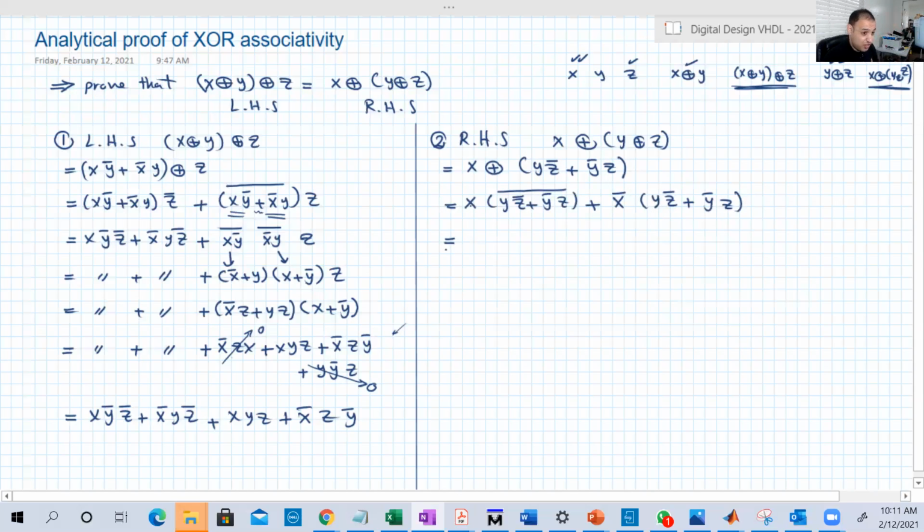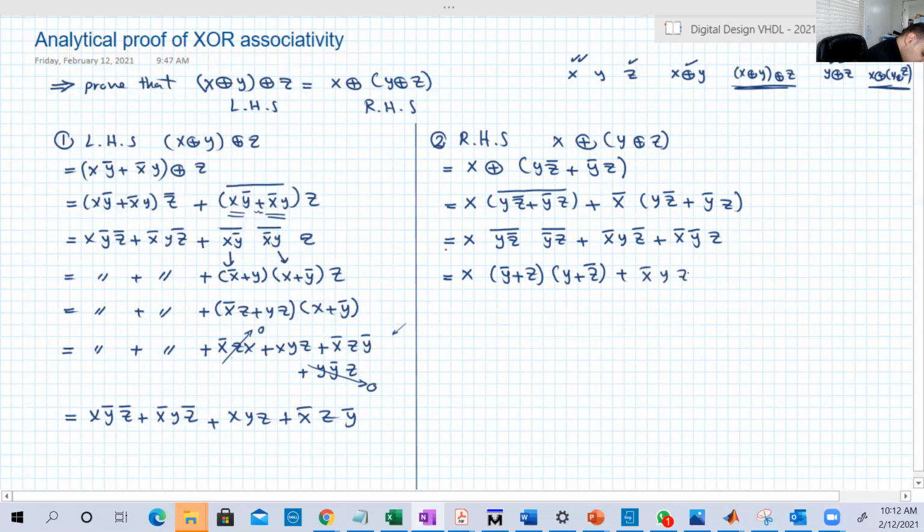We can't distribute x over that bracket because it's complemented. So we simplify it first using De Morgan's theorem. So this will be y z bar, the total is barred, then y bar z, total is barred. But we can distribute the x bar over the bracket. So this will be x bar y z bar plus x bar y bar z. This one will be y bar plus z. This will be y plus z bar, plus x bar y z bar plus x bar y bar z.